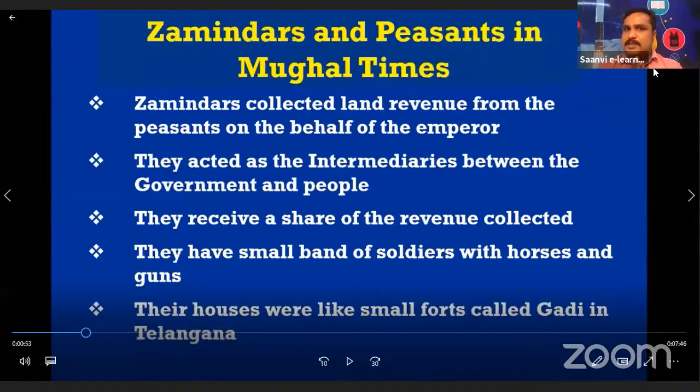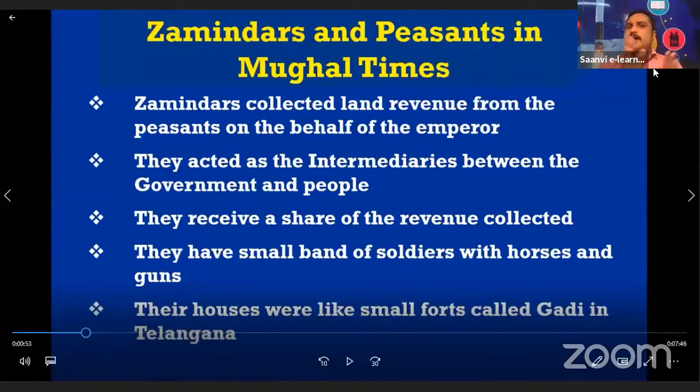Emperor is nothing but the ruler. In the Mughal emperors' time, whether Babur, Akbar or Jahangir, the zamindars acted as mediators of the authority, intermediaries between the government and the people, between the emperor and the people. So, mediators or intermediaries. What is their role? To collect the tax from the people according to the government or authority.